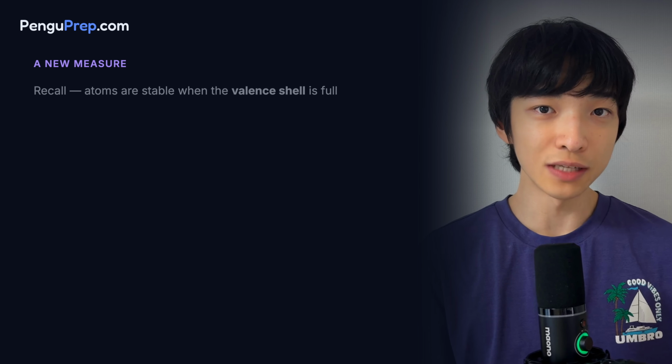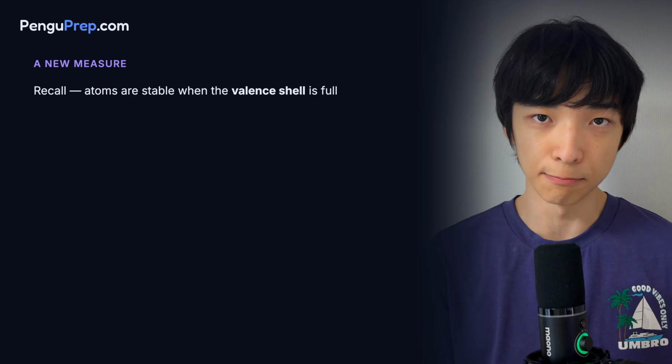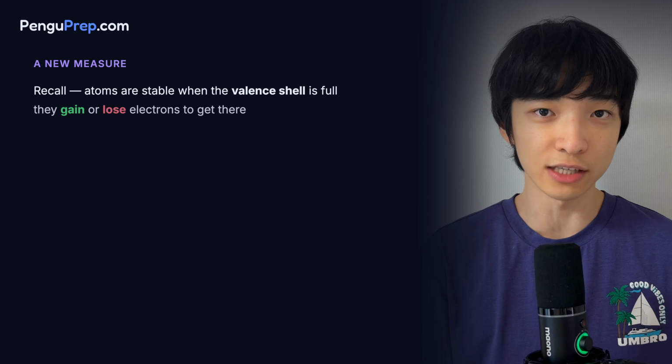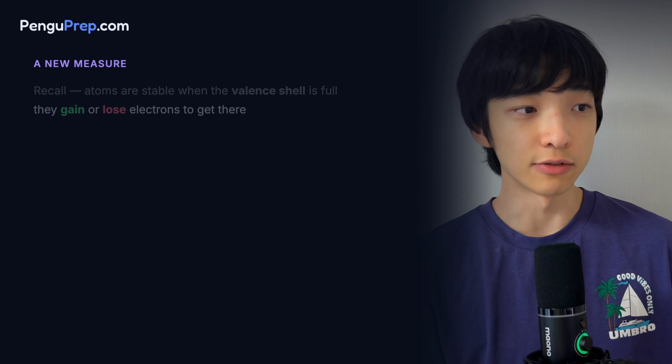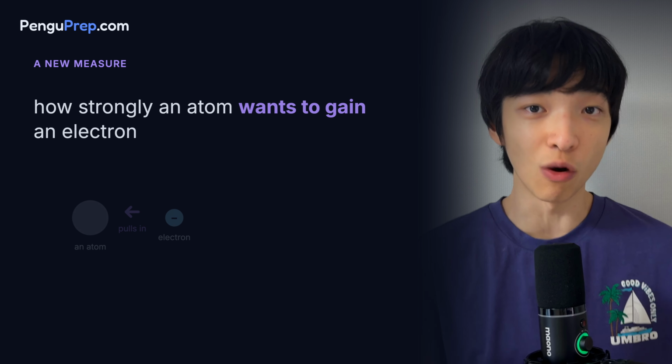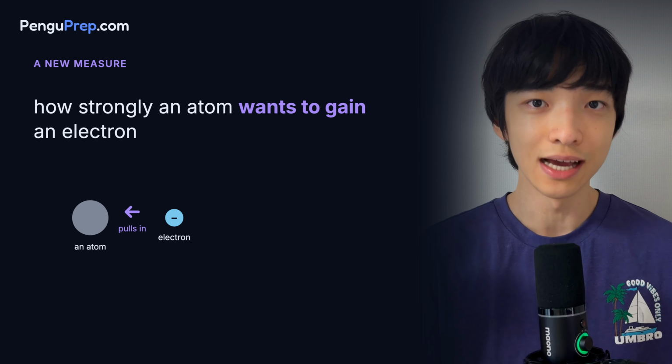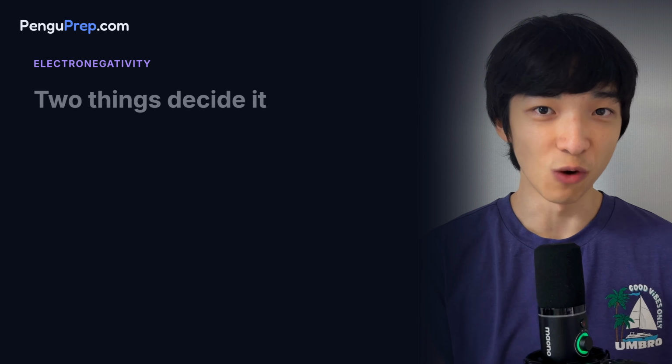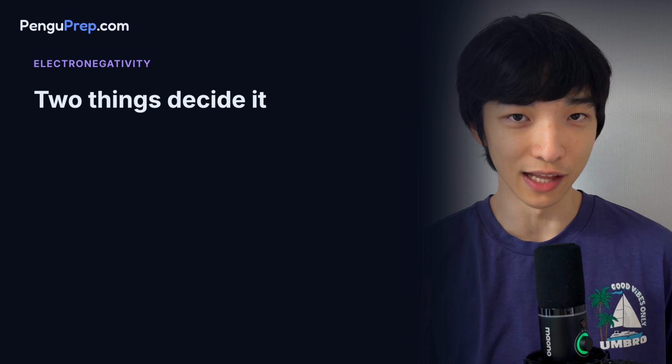If you recall, atoms are only stable when their valence electron shell is complete, and atoms can either gain or lose electrons to achieve that stability. Now, there's a measure for how much an atom wants to gain an electron to achieve stability. It's called electronegativity. Electronegativity is governed by two factors. One, the number of protons. Two, the number of electron shells.